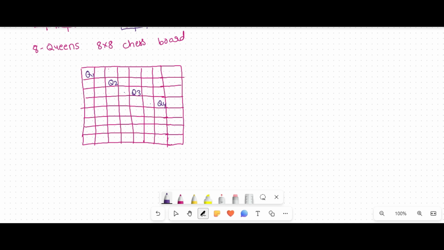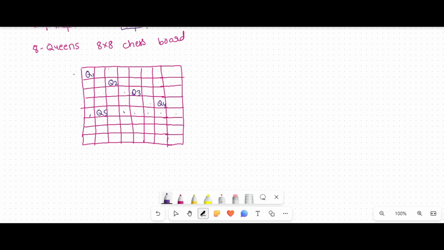Next to Q5 here you can't place. See here you can't place Q5. Here you can't place. Here you can't place. Then here you can place Q5. Okay, so now we will check one by one now. So suppose Q5 is placed here, then is it coming to any diagonal? No, Q5 here you can place.